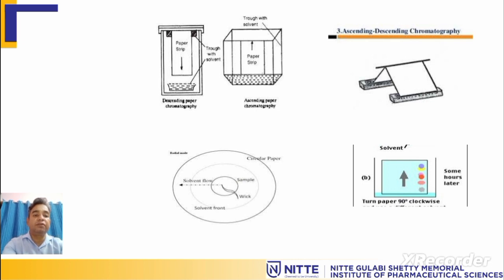And then we have two dimensional development. In this, we run in one direction one time, and then we turn the paper by 90 degrees, and then we run with the same solvent or a different solvent, so that again the separation happens. It can be achieved in a more sophisticated way, so that distinguishing between similar types of compounds is easier. So this is the advantage.